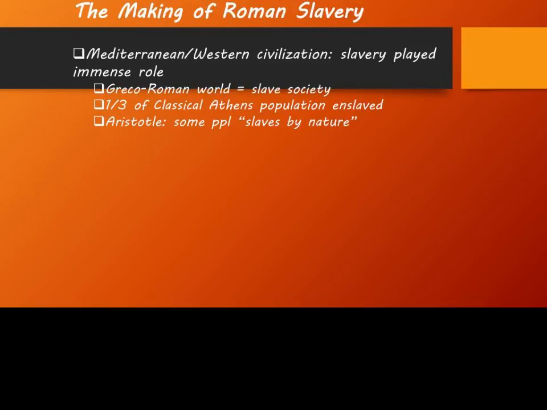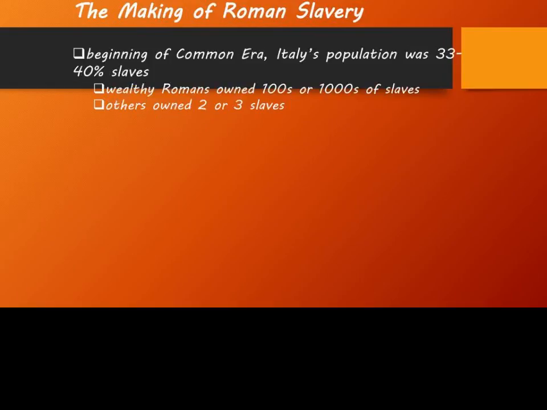So the rate of slavery was much higher in the Mediterranean world than in India or China. And slave ownership was widespread in Greece, with tens of thousands of slaves living in Athens. Like I said, the alleged cradle of democracy and individual liberty. Now, at the beginning of the Common Era, Italy's population was approximately 33 to 40% slaves.